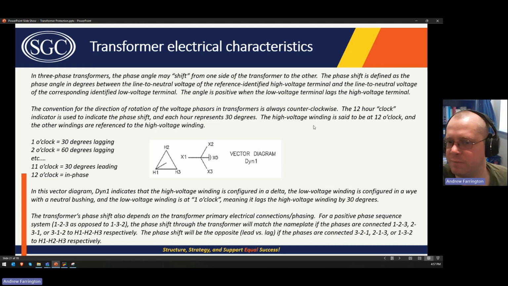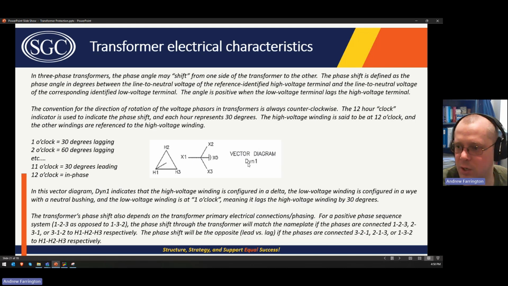The vector diagram, we'll discuss this briefly again. In three-phase transformers, the phase angle may shift from one side to the other. This is an unavoidable property of delta-Y transformers. The convention for the direction of rotation of the voltage phasors in the transformer is always counterclockwise, and then you have a 12-hour clock indicator, which is used to indicate the phase shift.